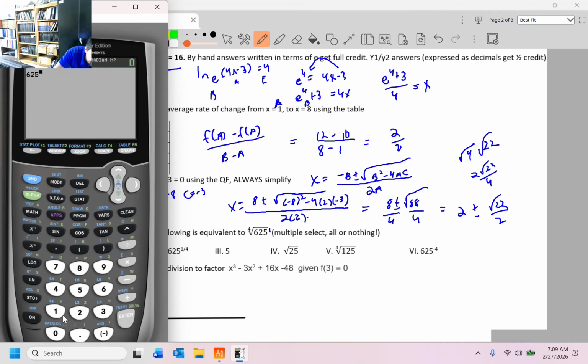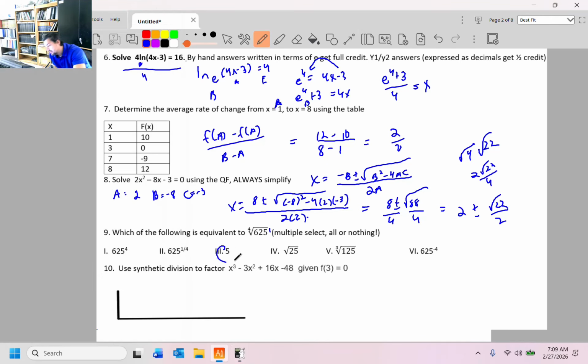But anyways, if I take 625 and raise it to the 1/4 power, there's a 5. Anything else that gives me a 5 is correct, right? Okay, this is obviously what I did in the calculator. The square root of 25 is 5, and the cube root of 125 is also 5.